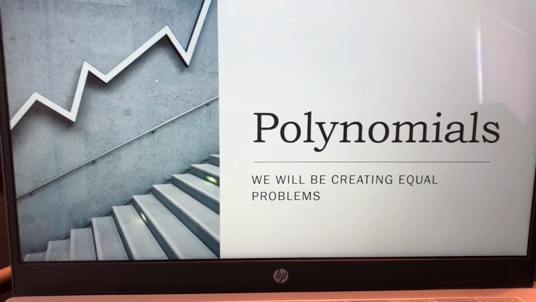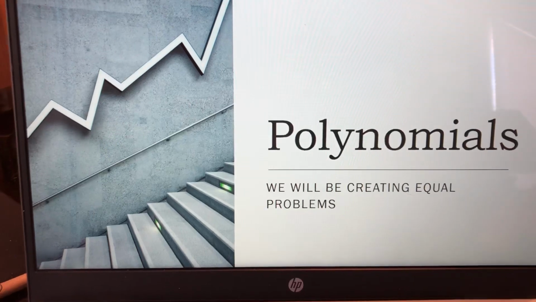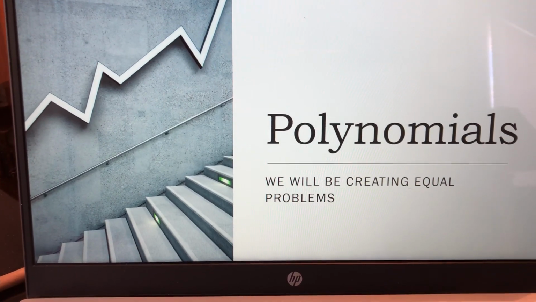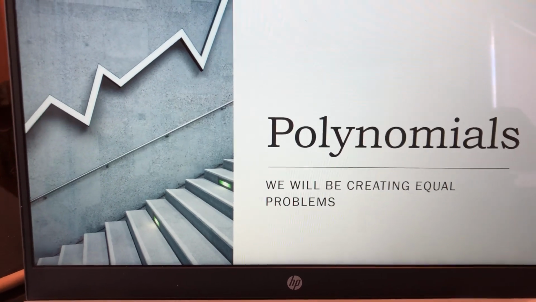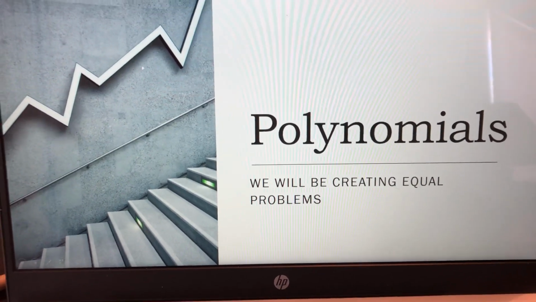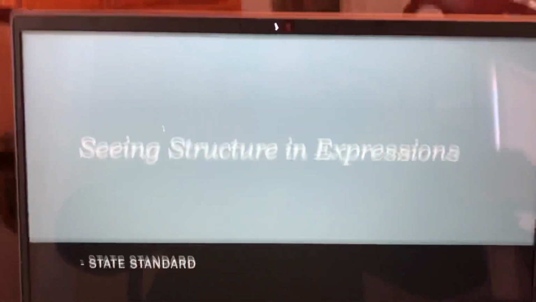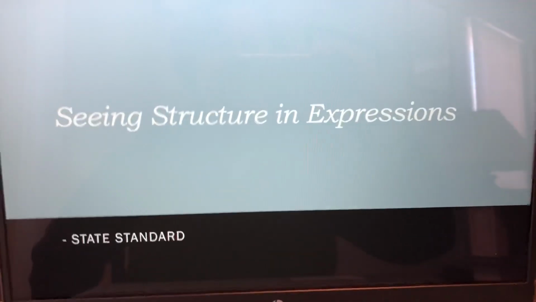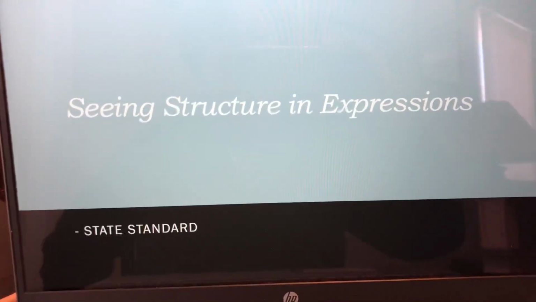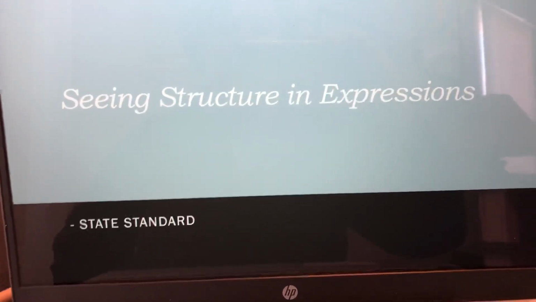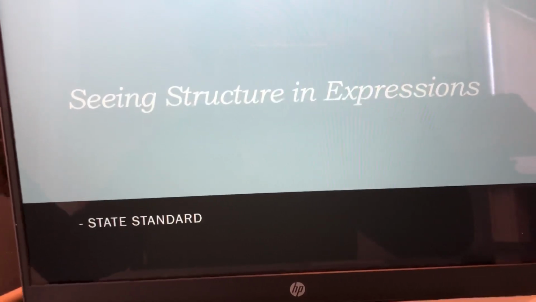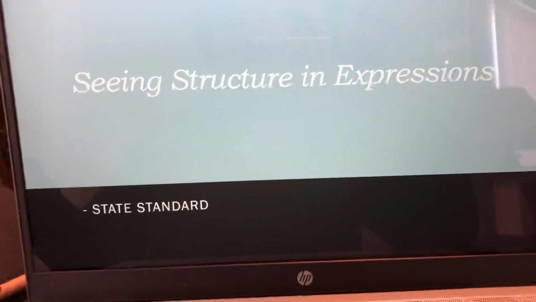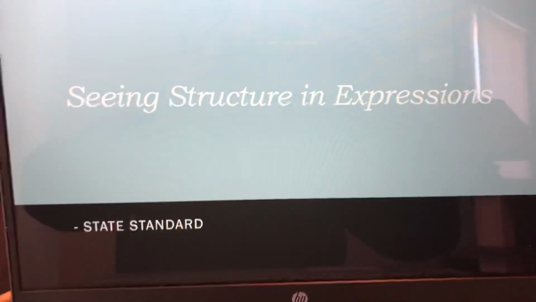So we're going to be creating equal problems. We're going to be looking at polynomials, combining terms, and creating equal expressions. So the state standard is being able to see structure in expressions. So we're going to look at expressions, and then we're going to determine their structure and then the process in which we need to work with them.